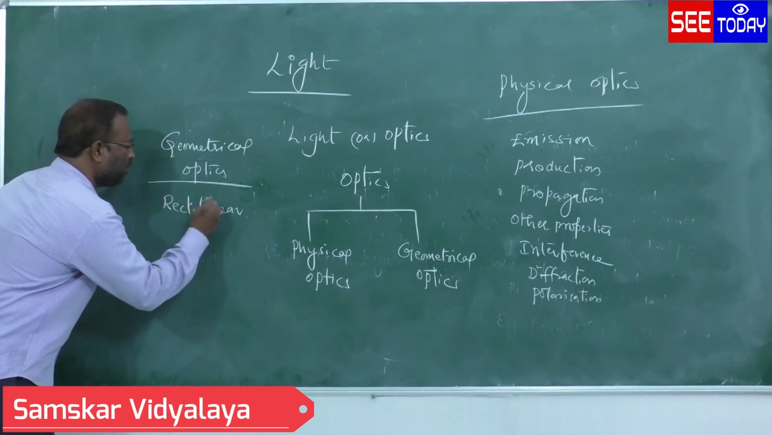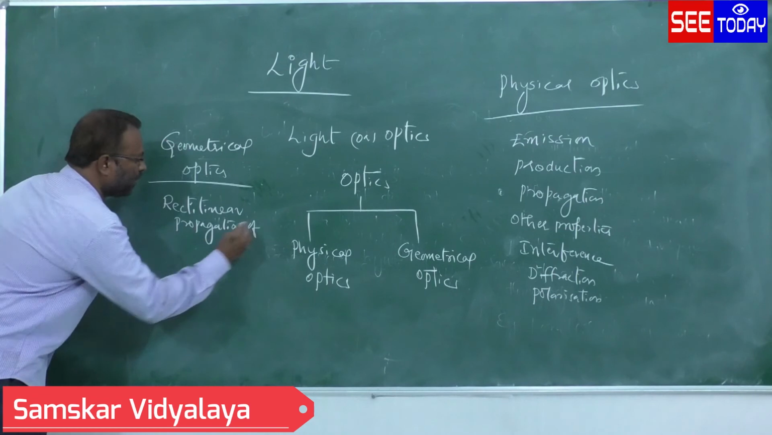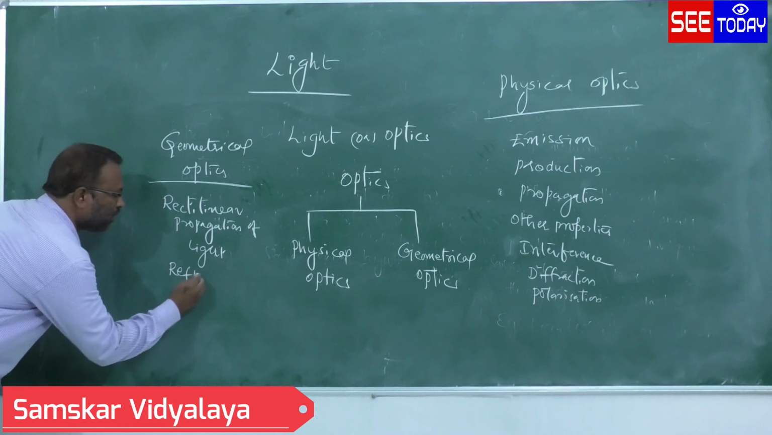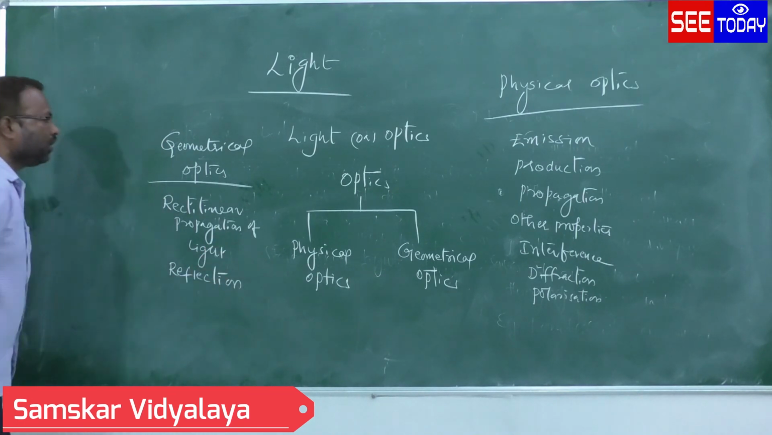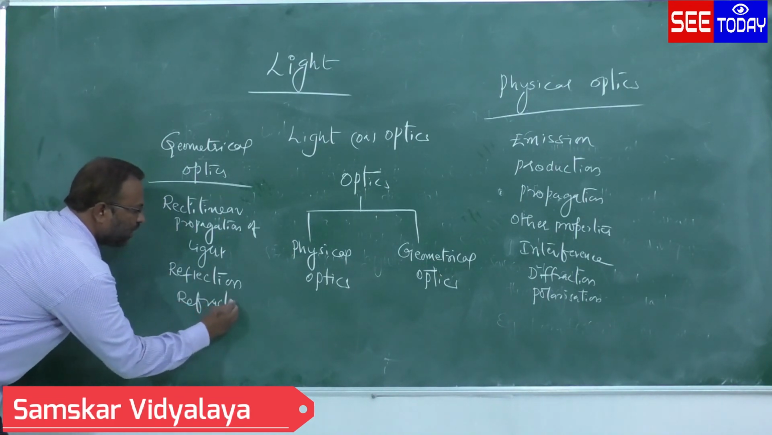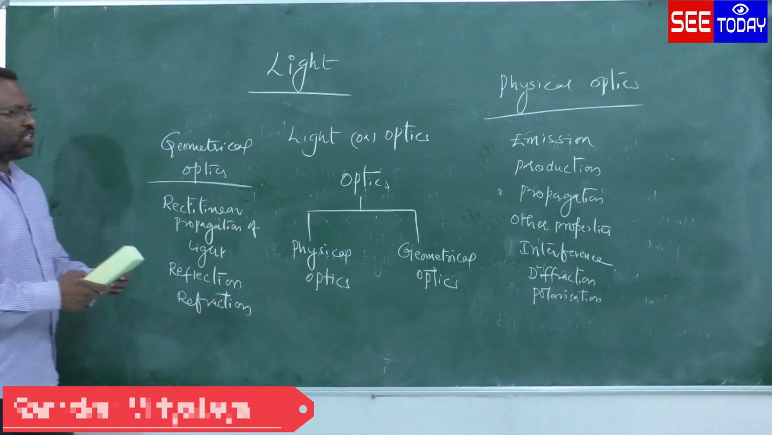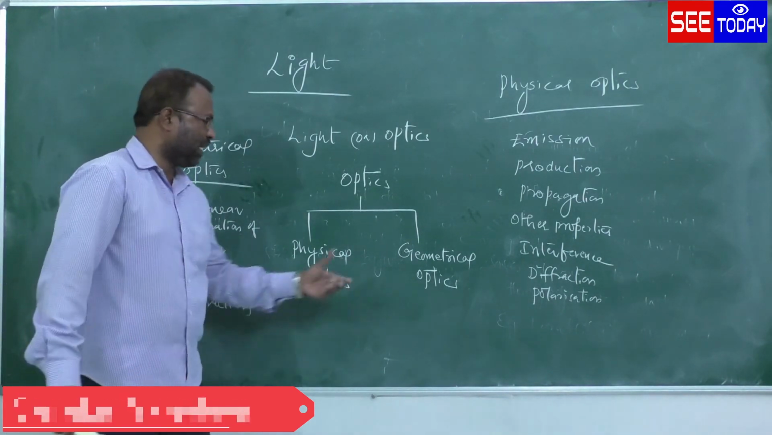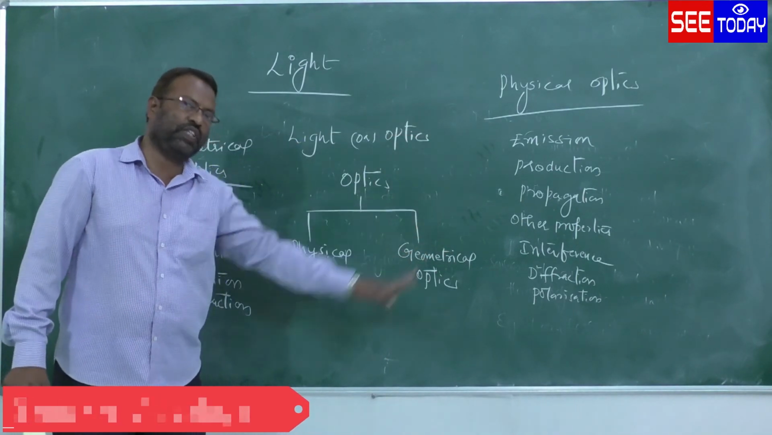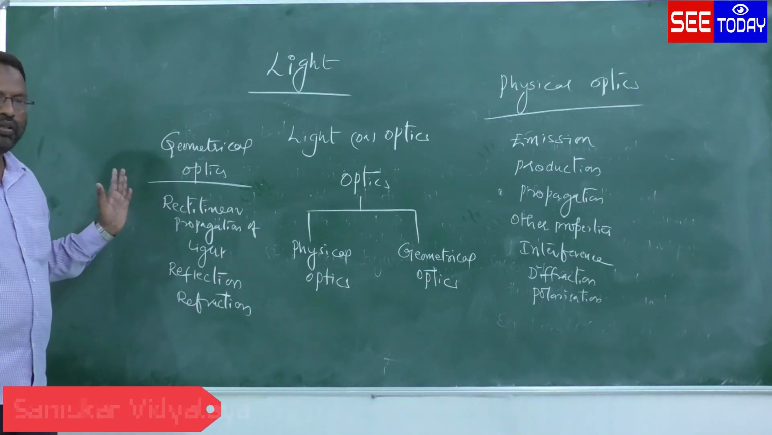Rectilinear propagation of light is geometrical optics. Reflection of light is related to geometrical optics. Last one, refraction of light is geometrical optics. Okay? In this manner, we have successfully classified the term light or optics into two types. That is physical optics. On what basis are we calling it physical optics? On what basis are we calling it geometrical optics? You will find that here. Okay?